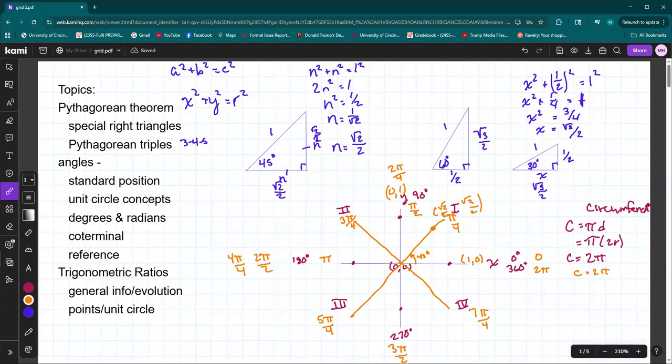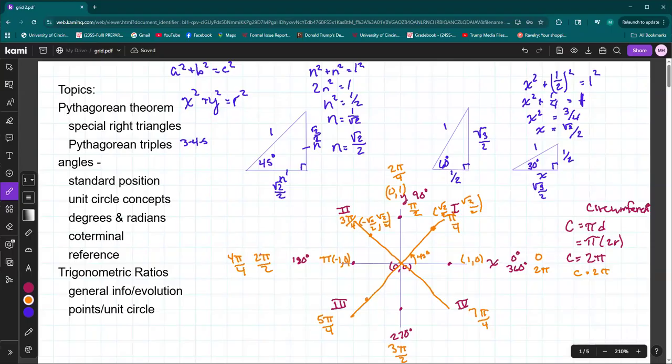Now, if I was up here, I went over 0 and up 1. This one, I went the same. It's going to be this point right about here. And I went over negative square root of 2 over 2 because I went into the negative direction, and then still up square root of 2 over 2. So this is negative square root of 2 over 2, square root of 2 over 2.